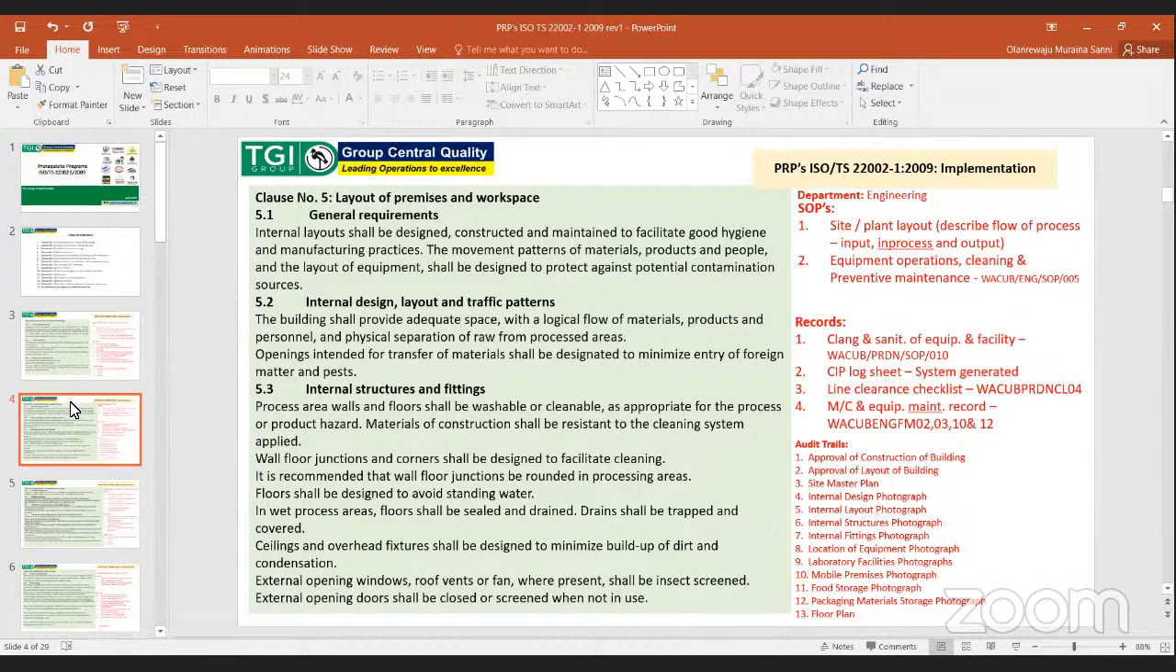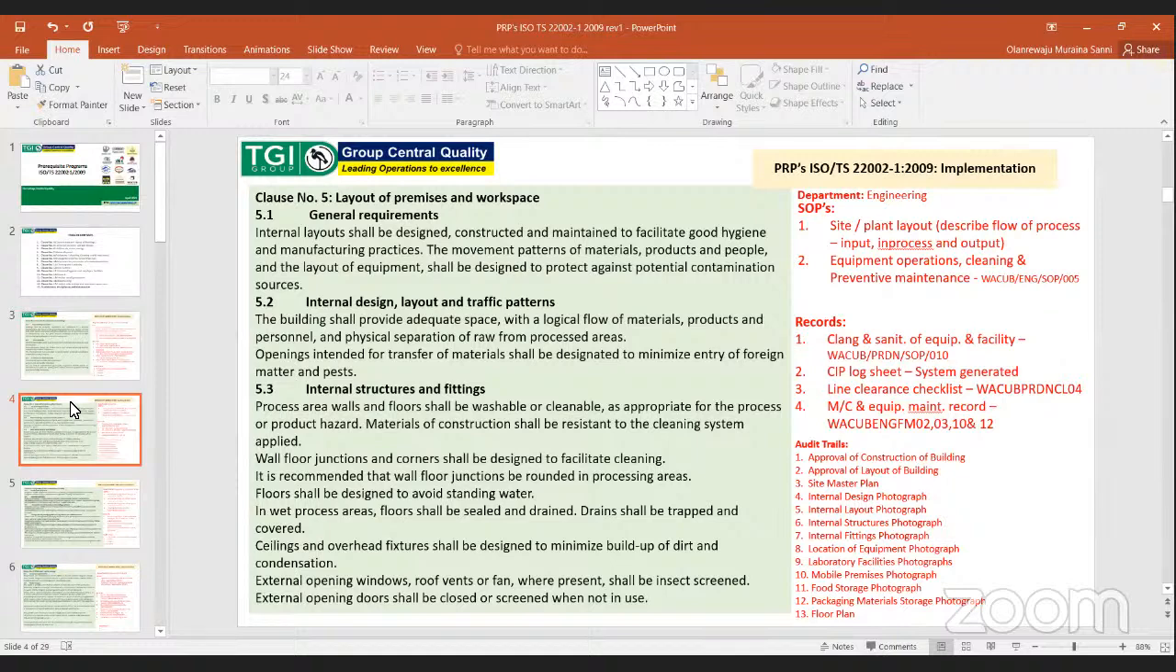The internal design, layout, and traffic pattern. The building shall provide adequate space with a logical flow of material, which I've mentioned, and personnel, and physical separation of raw material area. If you look at the other side, we have kept some records which are in use, which are applicable, and which we have documented.